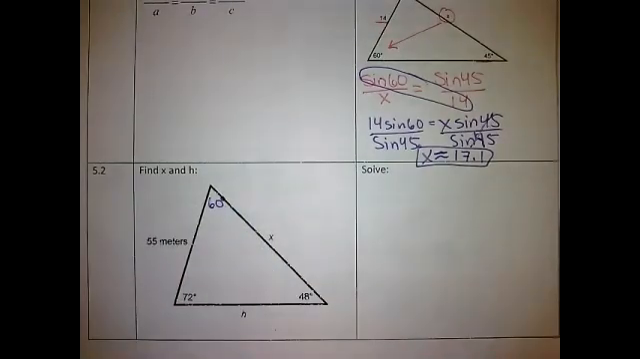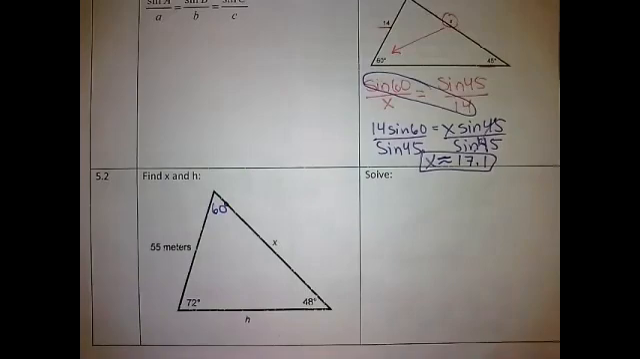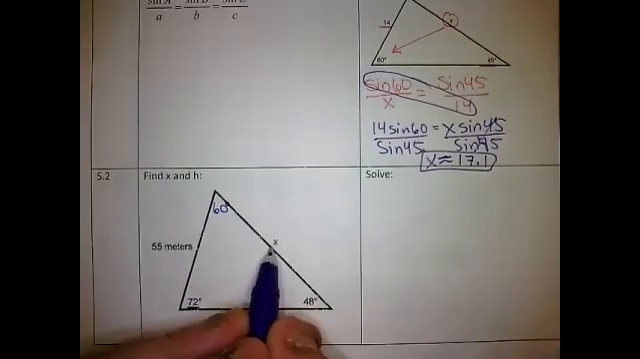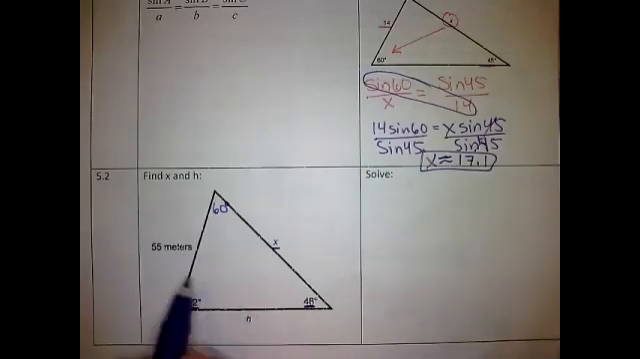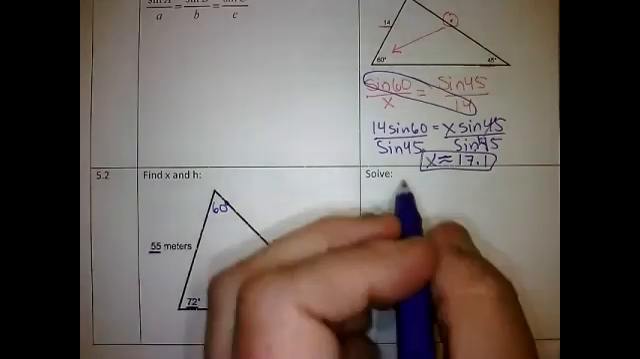Anytime I'm using law of sines, I always want to try and find the biggest side length first. Remember that sides and angle measures are proportionate. This is the biggest angle, which means this is going to be the longest side. This is the smallest angle, which means this is going to be the shortest side. And this one is the middle. So I'm going to start by finding x.